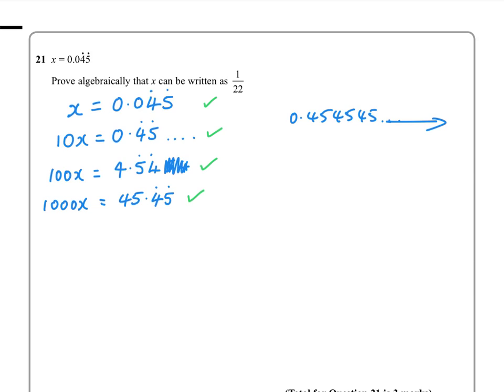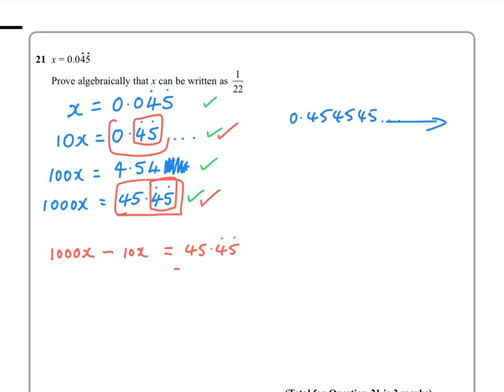and just 1x, if you can do something to two of these equations to get whatever is after the decimal point to disappear, it's not a trick, it's just pure maths, then we're onto something. So I definitely would look at this one here and this one here because they have the same decimal part. So if I do 1000x take away 10x, that means I'd have to do 45.45 recurring take away 0.45 recurring. And that's nice because this part will just vanish and you're just left with 45.